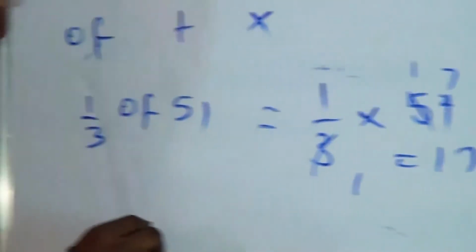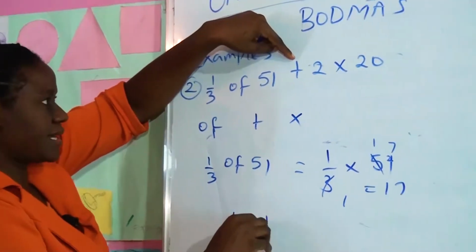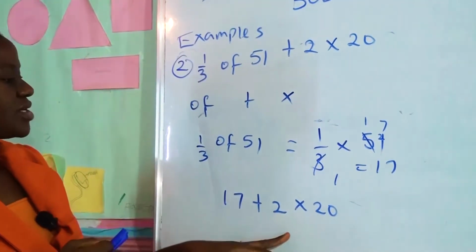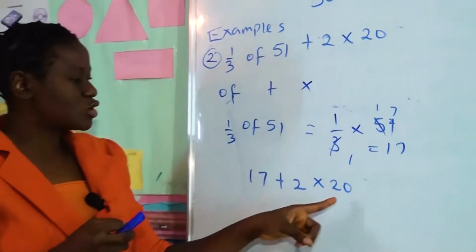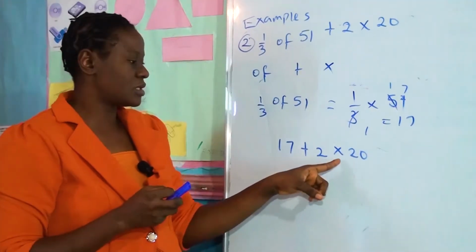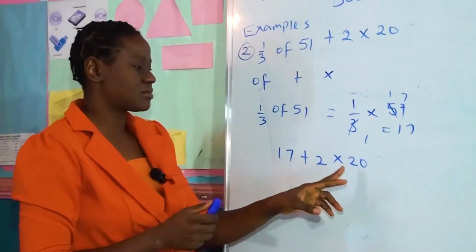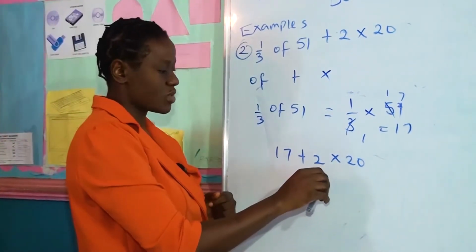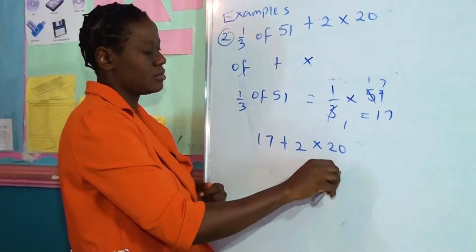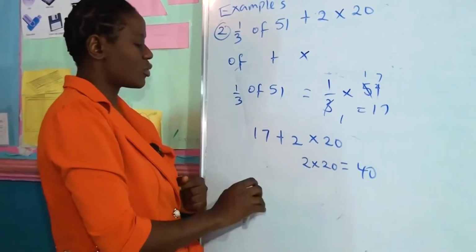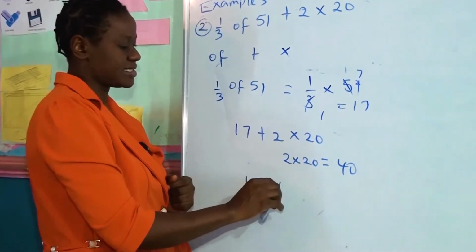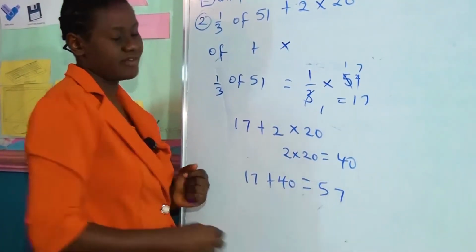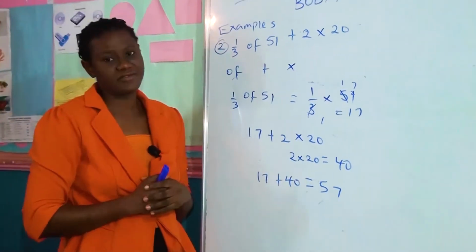Now we come here and say 17 plus 2 times 20. Our next operation is times. So we need to take care of the times first, the multiplication. So 2 times 20 is 40. So we come back to say 17 plus 40, which gives us 57. So the answer here would be 57.